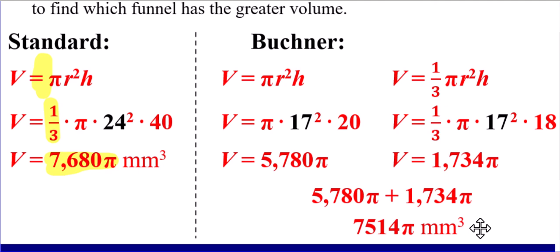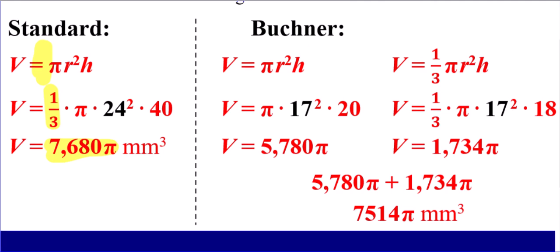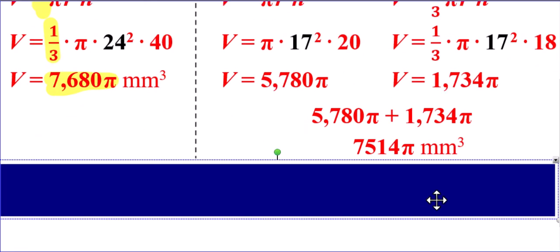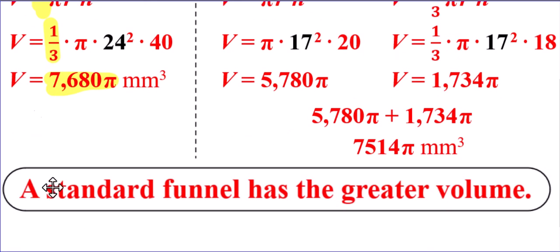7,514 times pi. Now, if you want to know what that number is, for those of you who actually got the decimal, that would be about 23,605.9, which was smaller than the 24,000 number that the standard funnel would be if you made that a decimal as well. So what's the final answer? Well, the standard funnel, whether you had it in terms of pi or whether you had the decimal version, either way, the standard funnel has the greater volume.